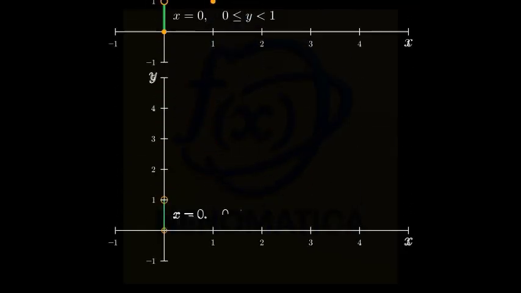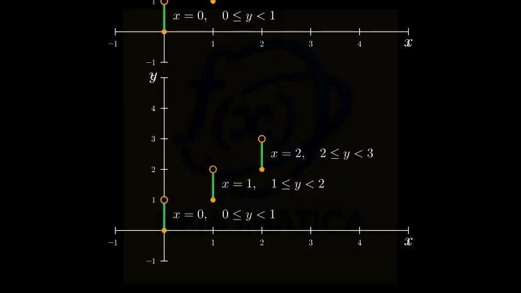Step 3. If the floor of y is 2, then x is 2, and y lives in the interval 2 to 3, including 2 and excluding 3. Add the vertical segment at x equals 2, from y equals 2 up to y equals 3.